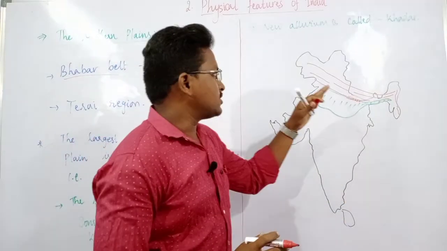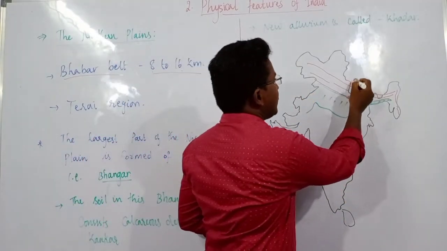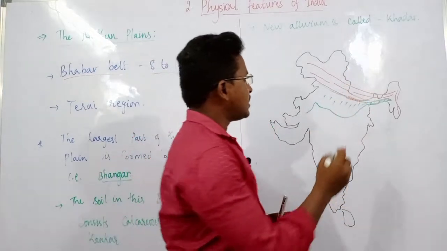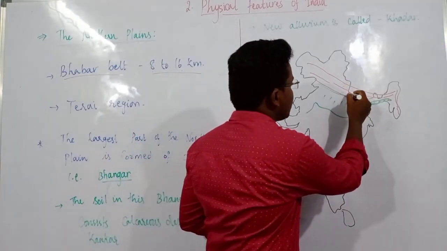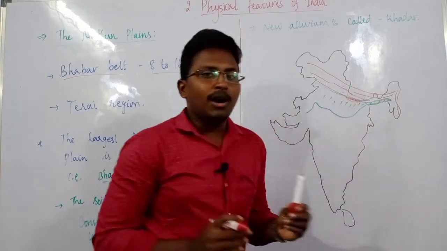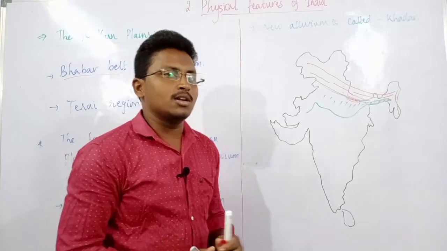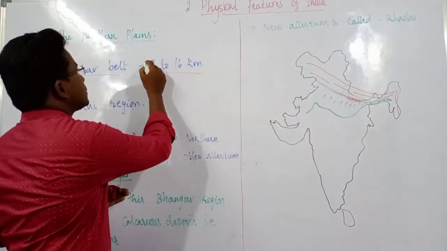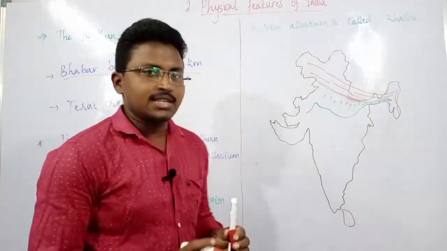That means, as you see here, the Great Himalayas, Lesser Himalayas as well as Shivaliks. Some rivers which flow in these Himalayas stop in this region known as the Bhabar region, or we may also call it the pebble zone. And this pebble zone almost covers 8 to 16 kilometers.